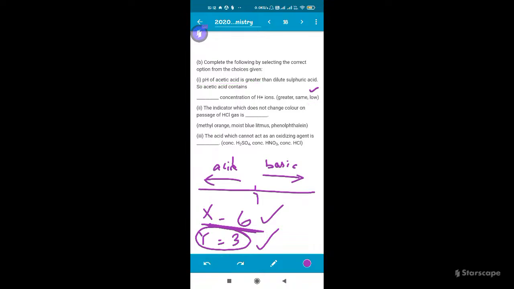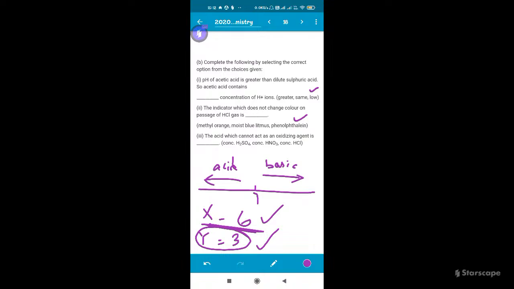The next question is the indicator which does not change color on passage of HCl gas. Very easy question. Phenolphthalein will be the answer, because phenolphthalein will not change its color in acidic medium. All the others like moist blue litmus paper will show a color change, methyl orange will show a color change, but phenolphthalein does not show any color change when it is given in an acidic medium. So the answer is phenolphthalein.